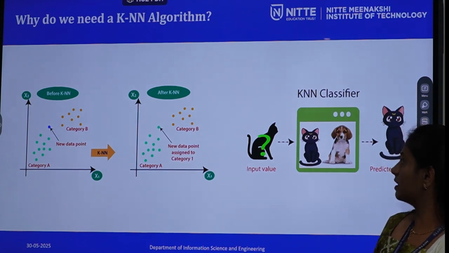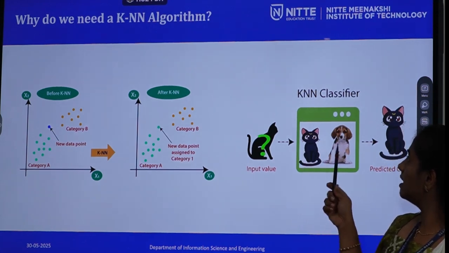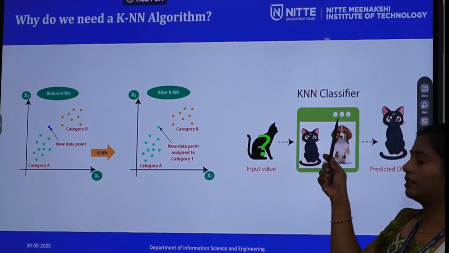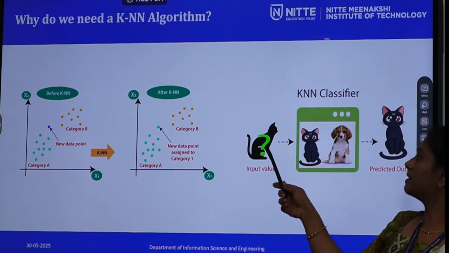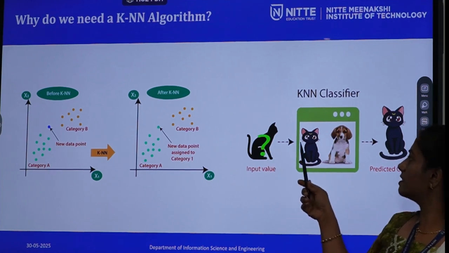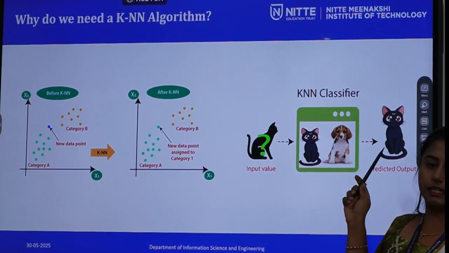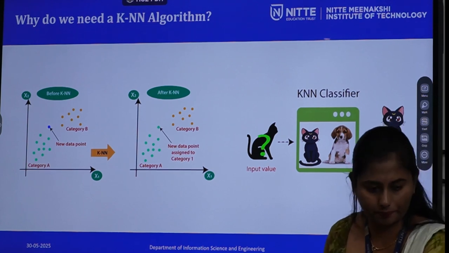the KNN classifier. Here also you see the cat is given and this is already available in the data set, and now based on the features taken, it predicts the output as a cat.